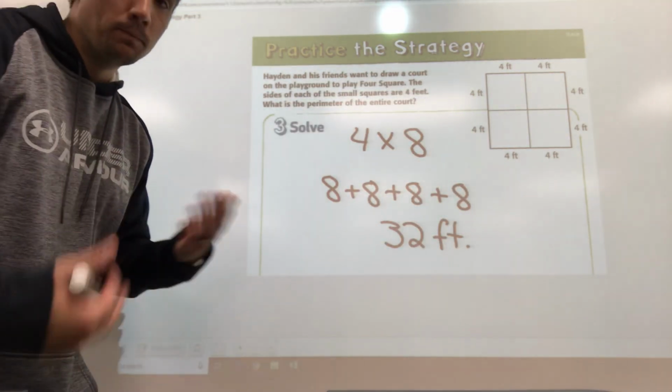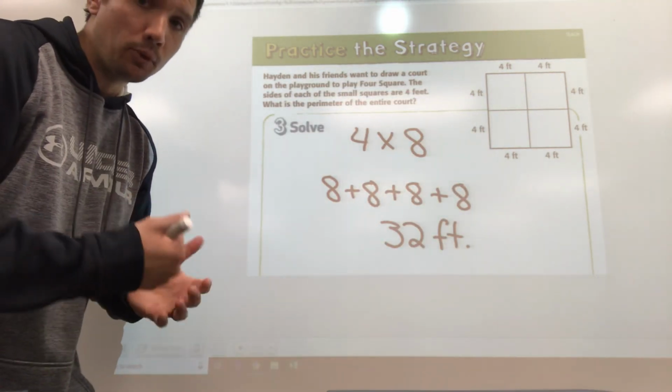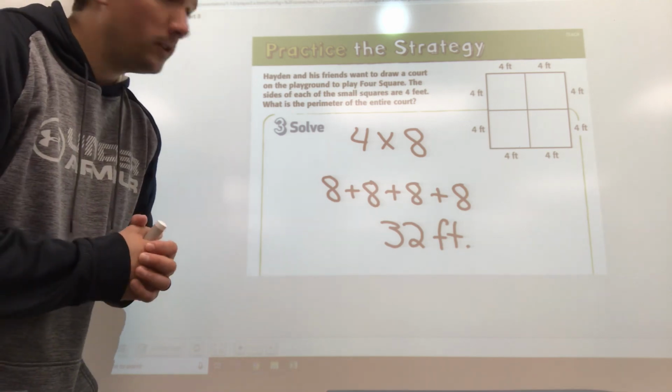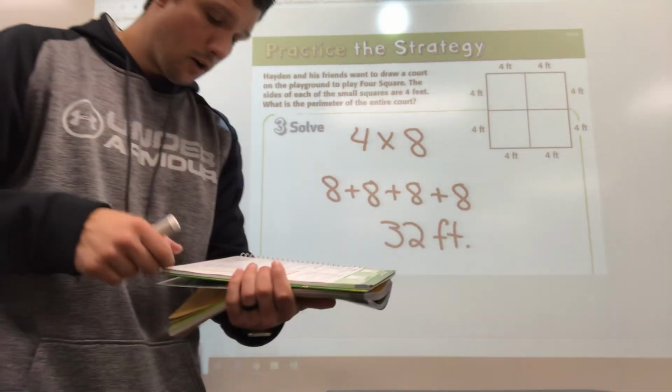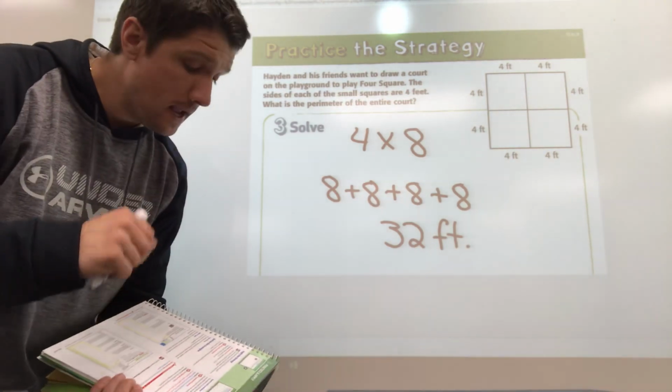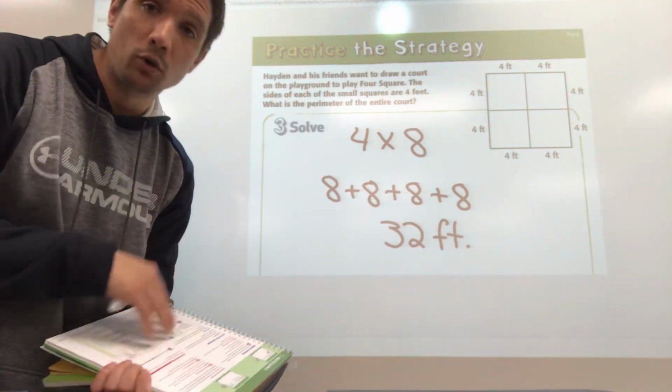So we had a little perimeter there, a little problem solving. Hopefully that makes sense to you guys. Again, reread the problem if you need to. For your independent practice, I want you to work on page 833, and then go ahead and turn the page and you can work on the homework.